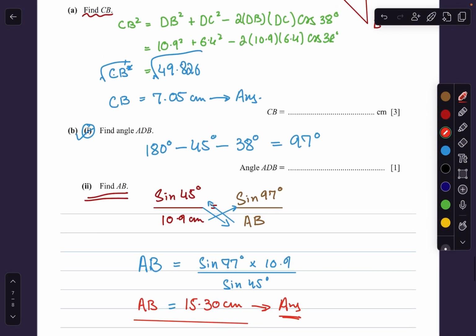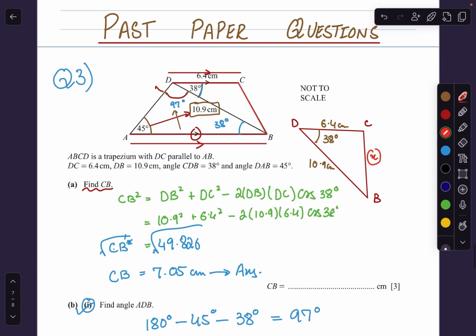So this is the whole topic that we have covered for trigonometry about the sine law and cosine law.